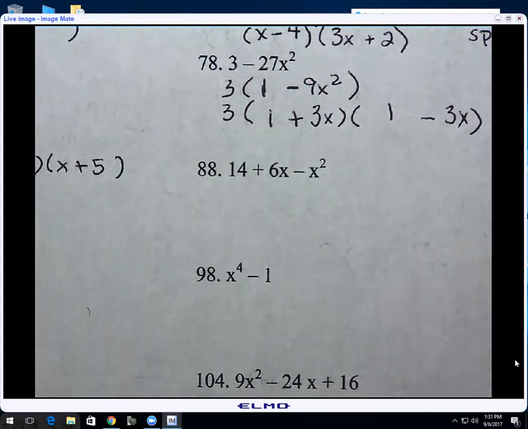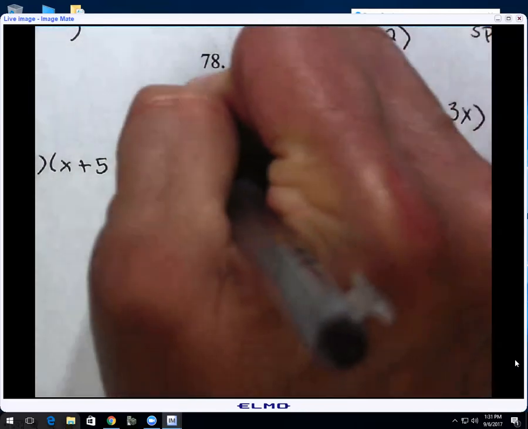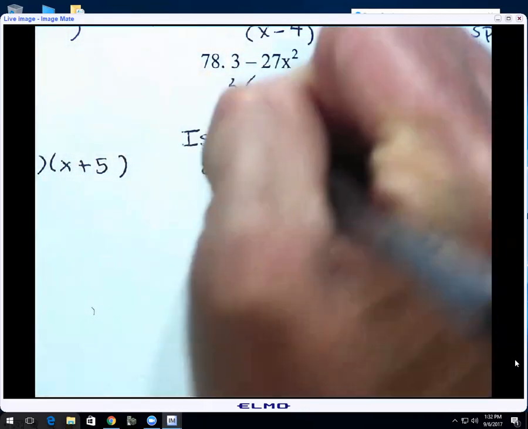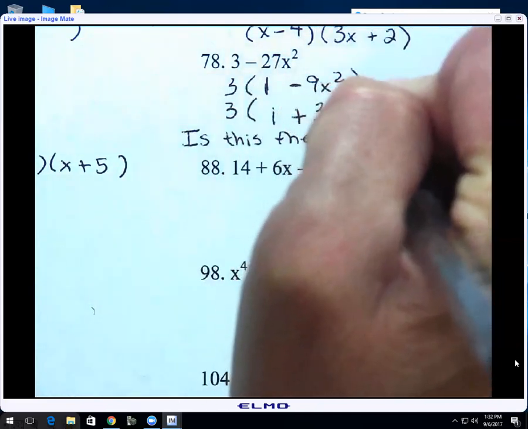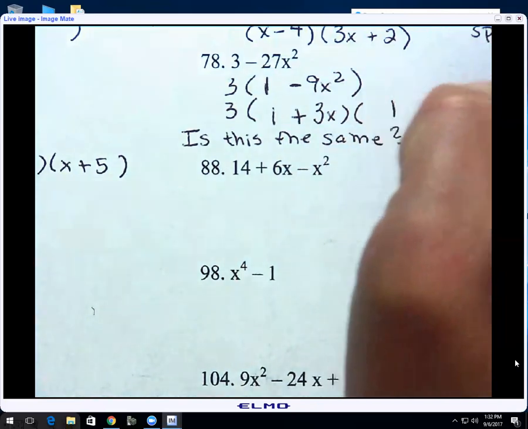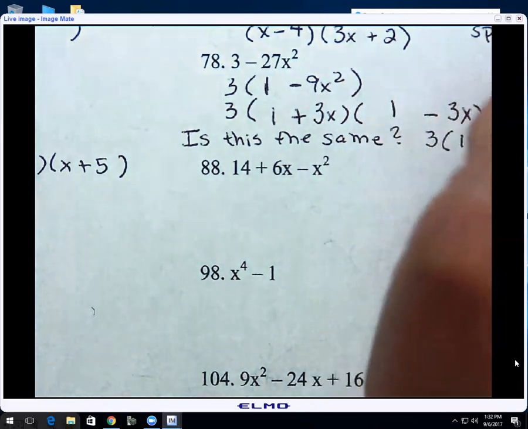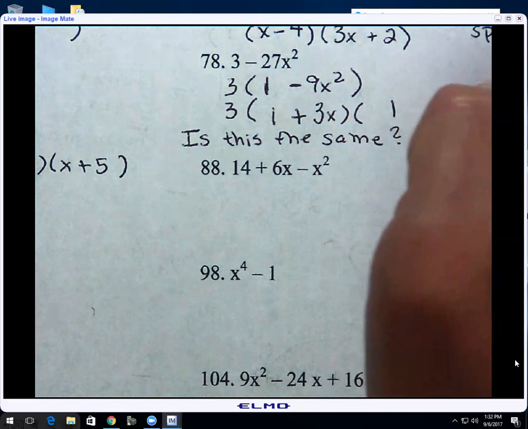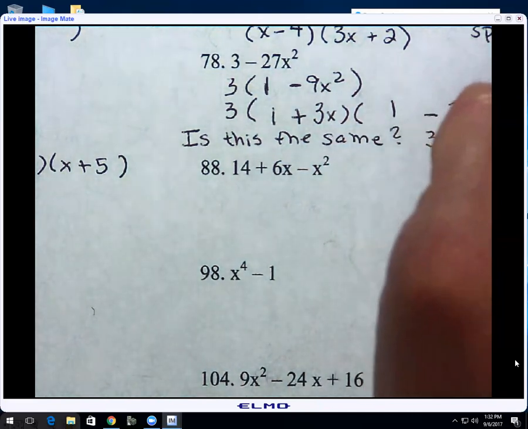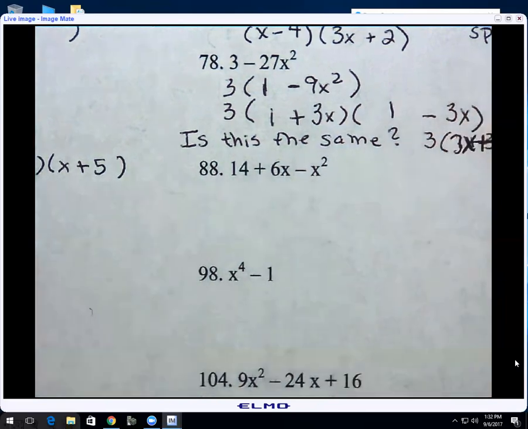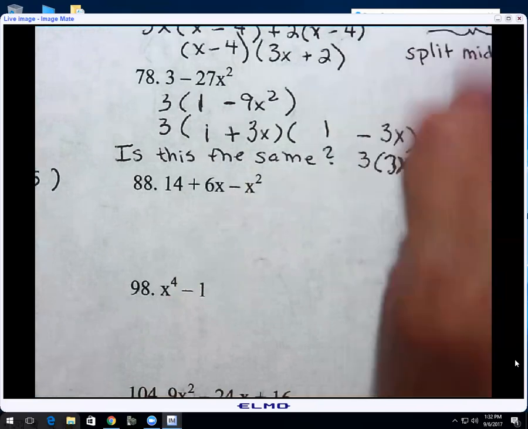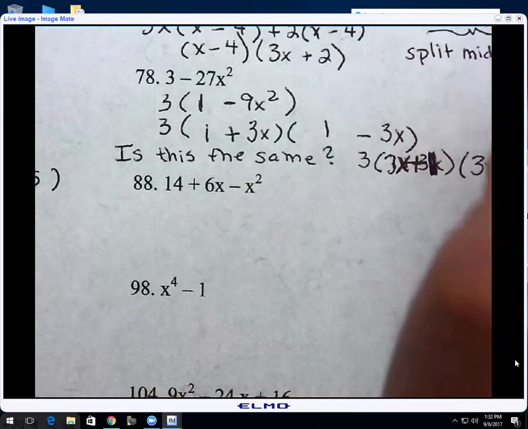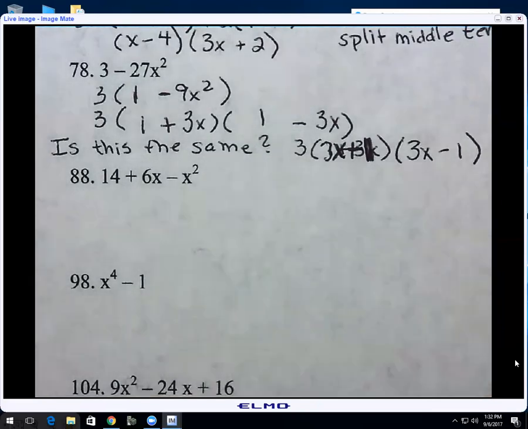Now, just in terms of what I would count right on the test, is this the same? Would it be right on the test to put 3 times 1 plus 3x times, I didn't mean that, I meant 3x plus 1. I hate it when I'm messy. Would it be the same if I wrote 3 times 3x plus 1 times 3x minus 1? Is that an equivalent right answer?